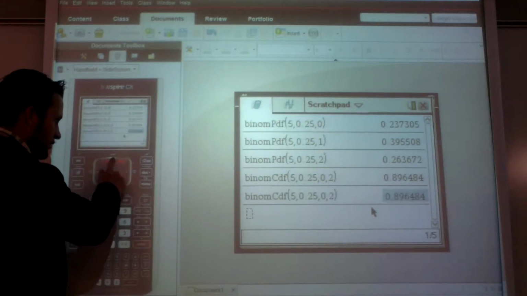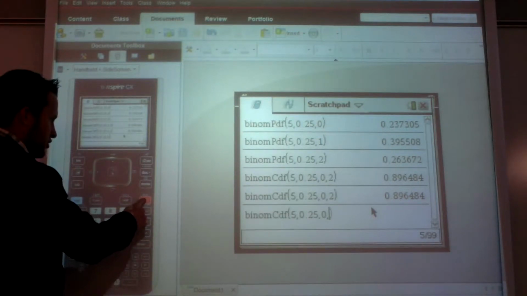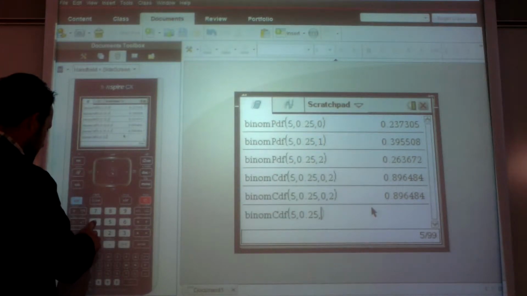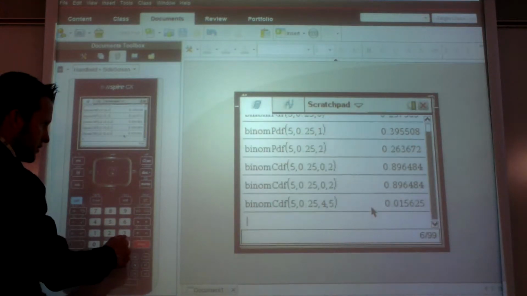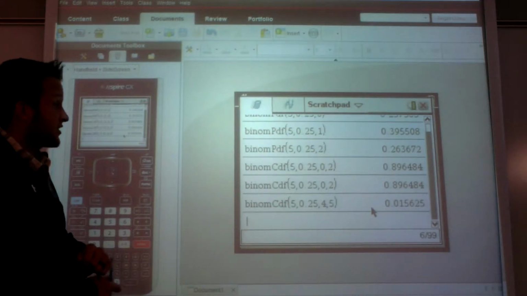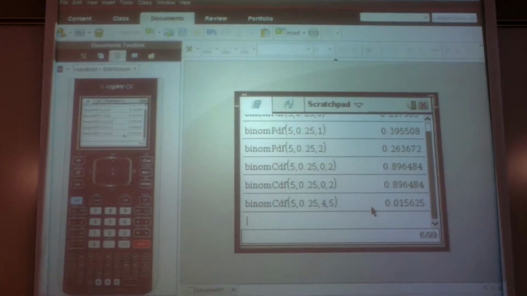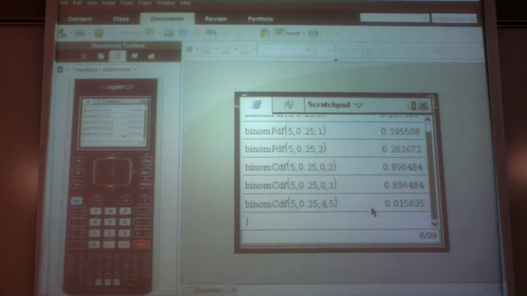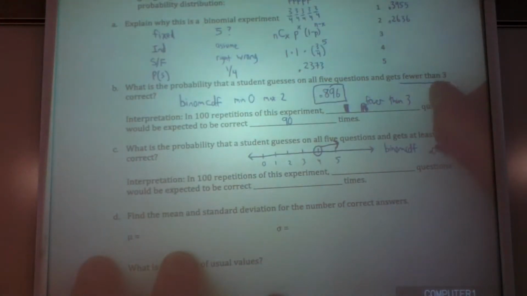Oops, I didn't mean to do that part. Copy that down. But now instead of going from 0 to 2, we're going to go from 4 to 5. And notice that's going to happen 0.0156, so basically like 1.5% of the time. Not very good, right? So I'm going to write that here, 0.0157, I think, with rounding.